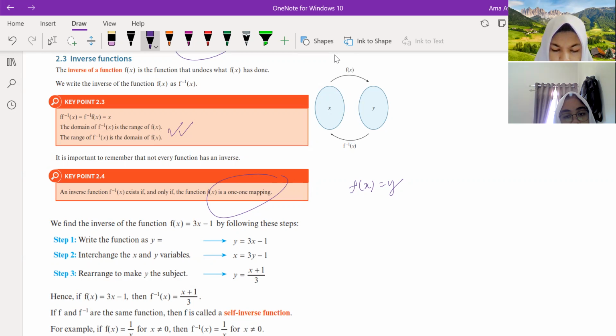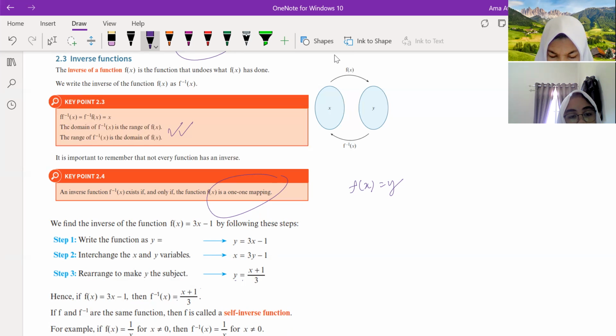The last step is to rearrange to make y the subject, which means you are finding y. After interchanging, you find what y is. So y here is (x plus 1) over 3. Therefore, this is the inverse of f(x). This y becomes the inverse, so we can rewrite it as f inverse of x is (x plus 1) over 3.